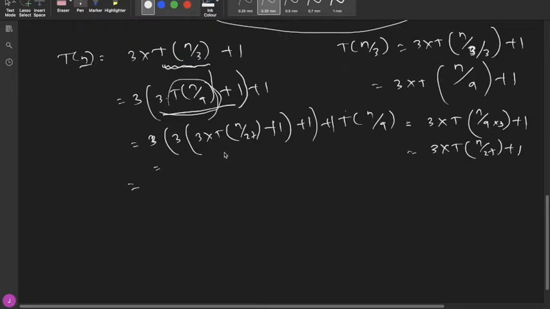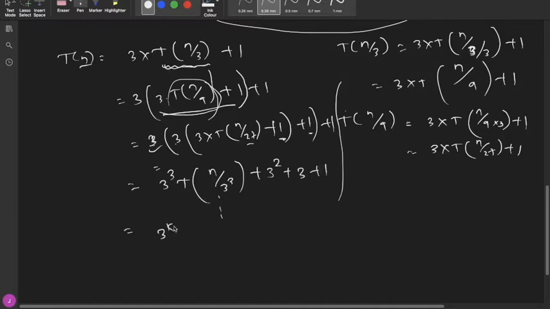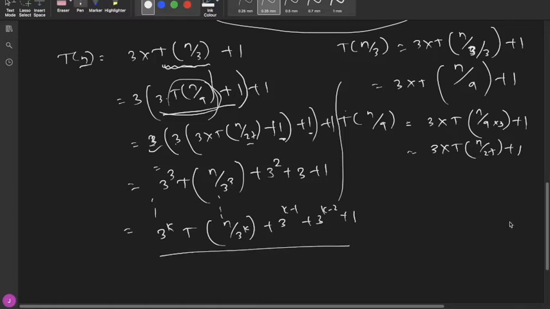We need not find all these terms; you can see the pattern here. I will open up this bracket. How much am I getting? This will be 3 power 3 times T(n/27), plus 3 squared, because 3 into 3, and then 1. Then this one gets multiplied by 3, so 3 plus 1. Suppose for k terms I will get 3 power k here, then T(n/3^k) plus 3^(k-1) plus 3^(k-2) and so on plus 1. So this is the sequence I will get after k steps.